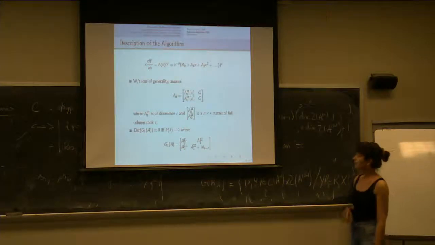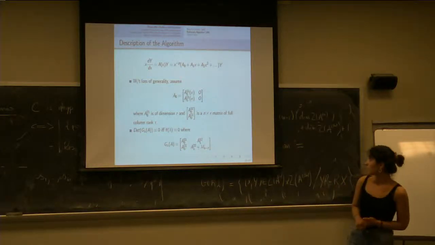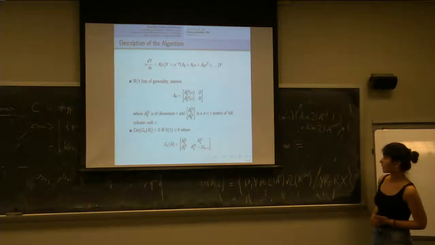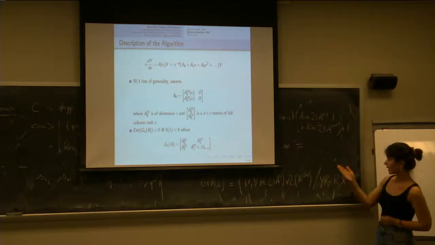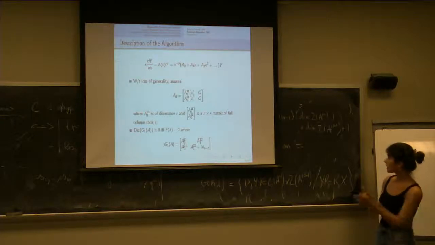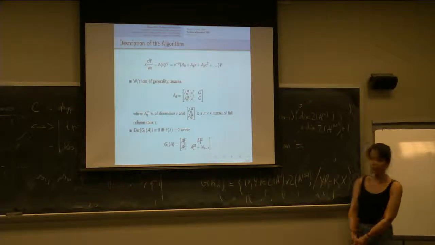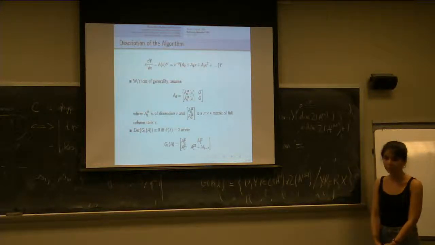So here's the description of the algorithm given by Barkatou in 1995. Here's the system again, and without loss of generality, we can assume that A0 has this form where A011 is of dimension r, which is the rank of the matrix, and A011, A021 is an n by r matrix of full column rank r. And of course, we can always obtain this form by a constant transformation.